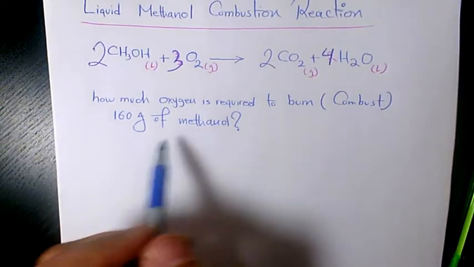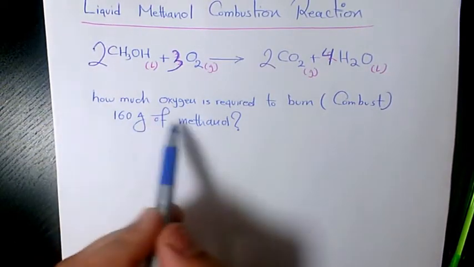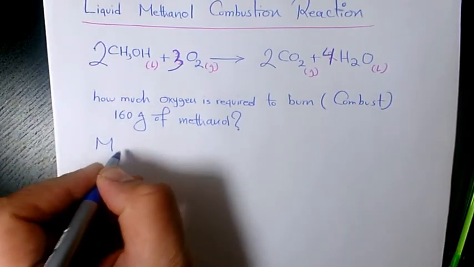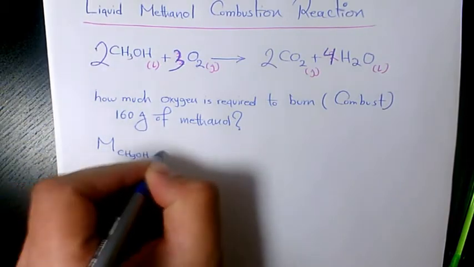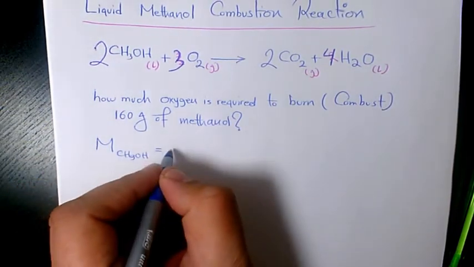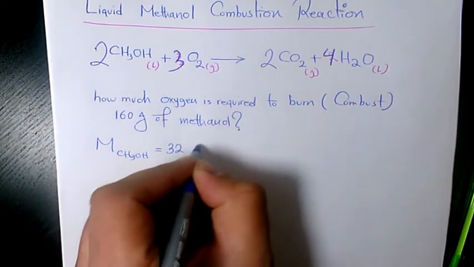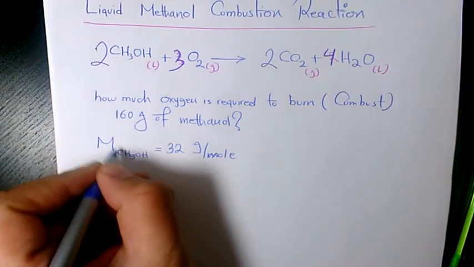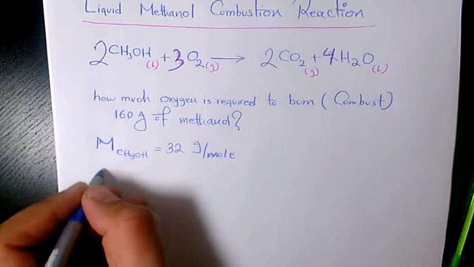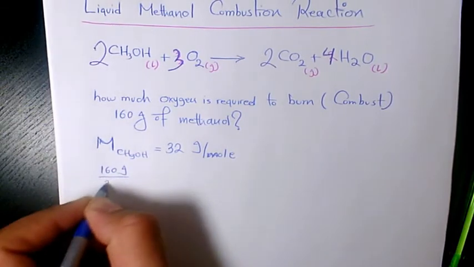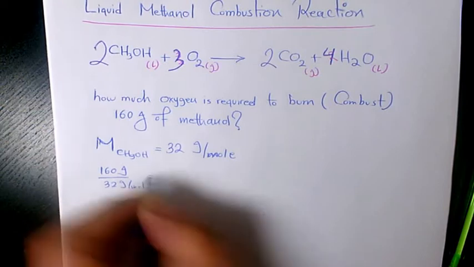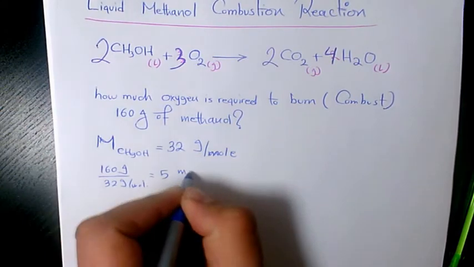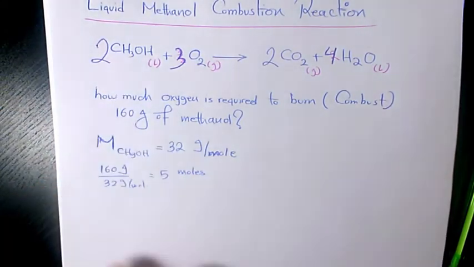So now let's find this answer. We have 160 grams of methanol. The first thing we need to do is find out the molar mass of methanol. The molar mass of methanol is approximately 32 grams per mole. So it's going to be 160 grams divided by 32 grams per mole. We're going to have 5 moles of methanol.